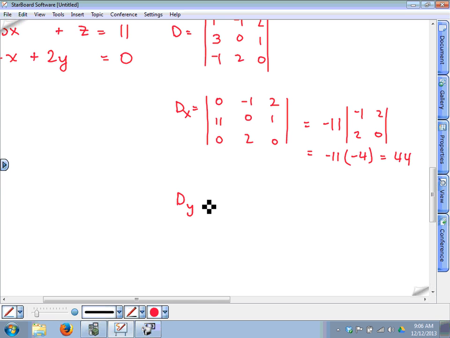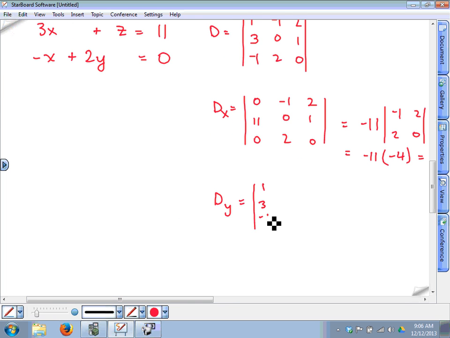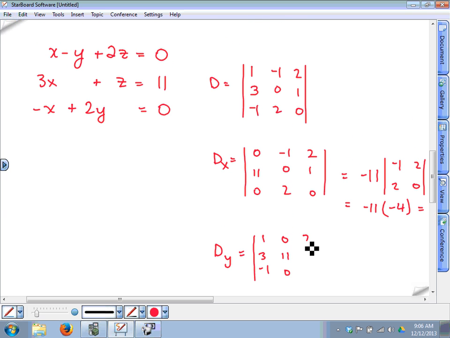So what's D sub y going to be? It's going to be 1, 3, negative 1, 0, 11, 0, and then 2, 1, 0. So if you choose this middle column now, what's the cofactor now where the 11 is in its spot right here? What's the cofactor? Come on, you guys. We got to hurry. It's 11.